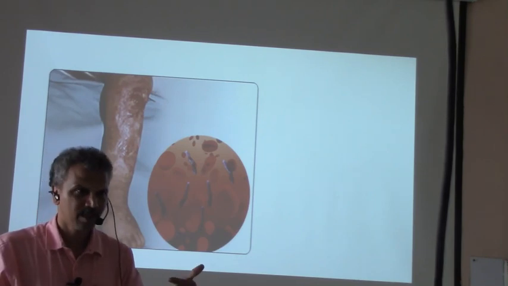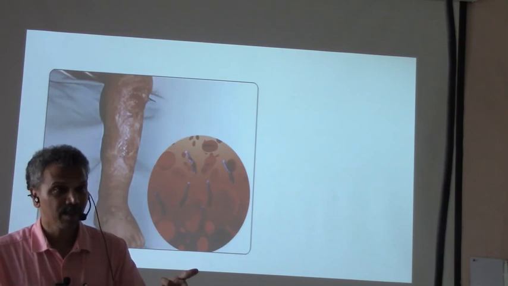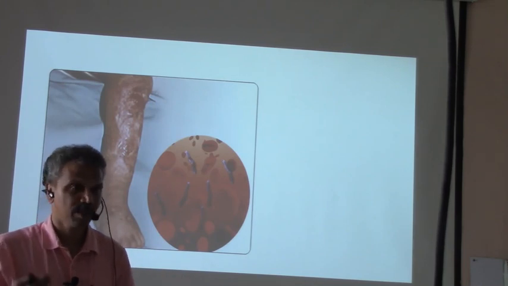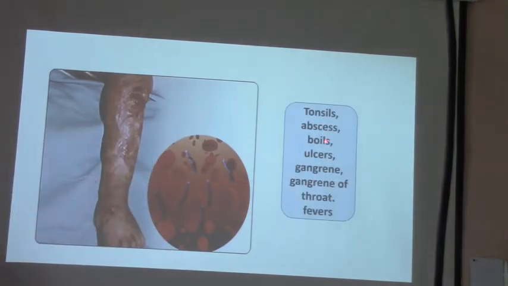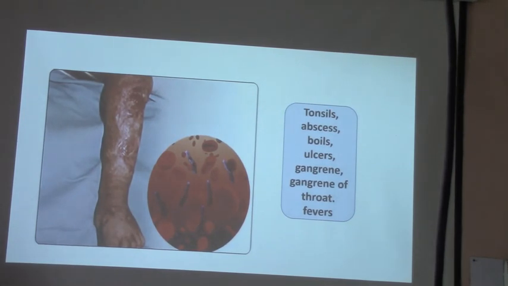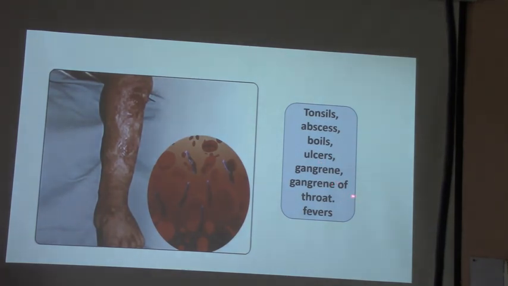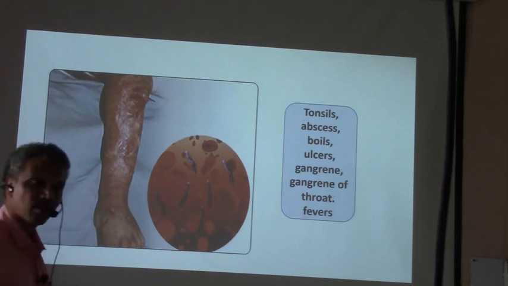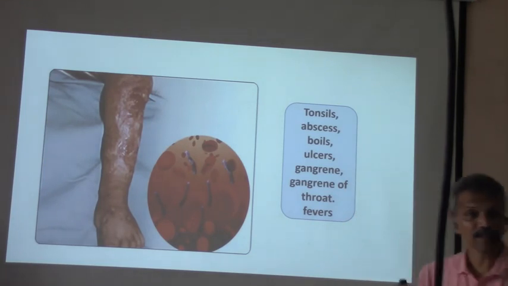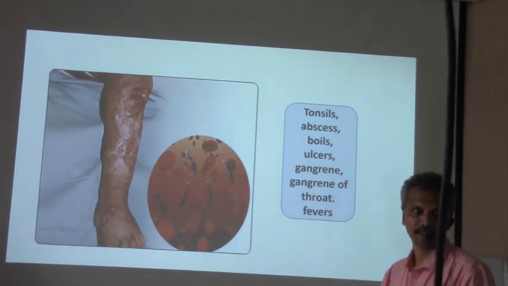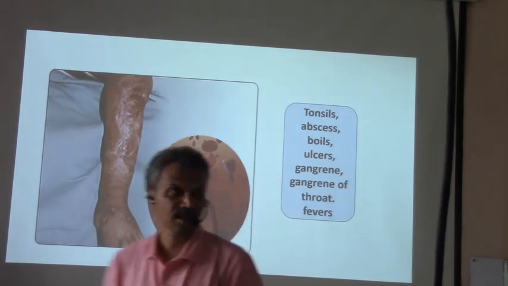Wherever there is sepsis, septic abortion, septic fever, you can think of pyrogenum, a very important remedy. So here again you have septicemia, which can be because of suppurative tonsillitis. Septicemia could be because of abscess, boils, ulcers, gangrene of the throat, or septicemia could be a result of fever. So these are a few conditions in Crotalus which can give rise to septic conditions.